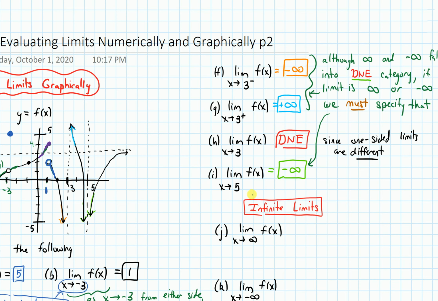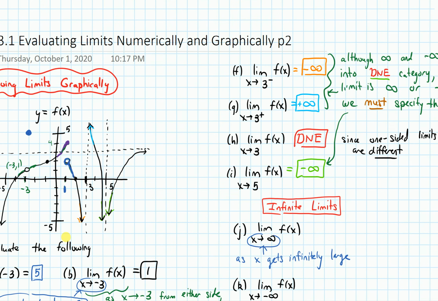All right, so next I want to talk about infinite limits. So part J of this example is asking, what is the limit of f of x as x approaches infinity? Okay, so when we write x approaches infinity like this, this means as x gets infinitely large. So what's happening to f of x, to the y values, as x gets infinitely large?